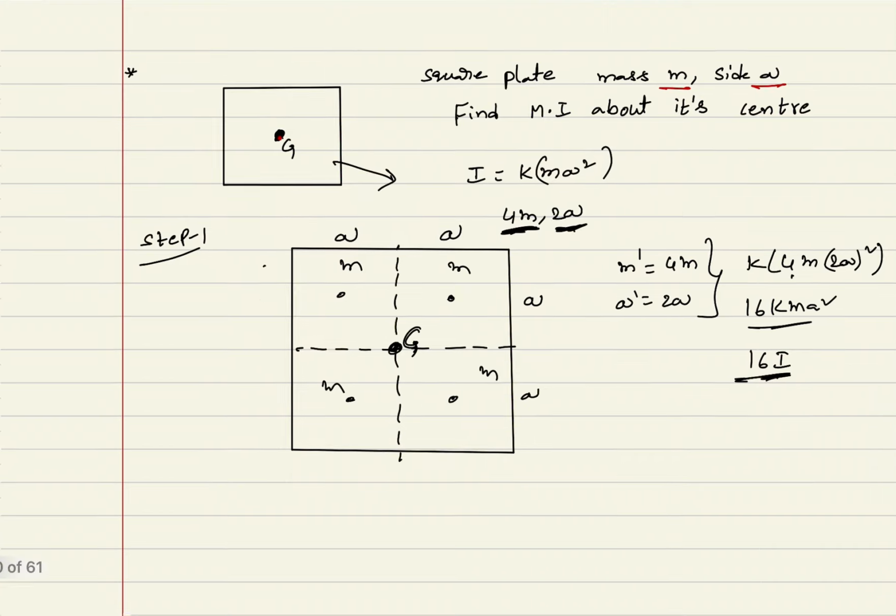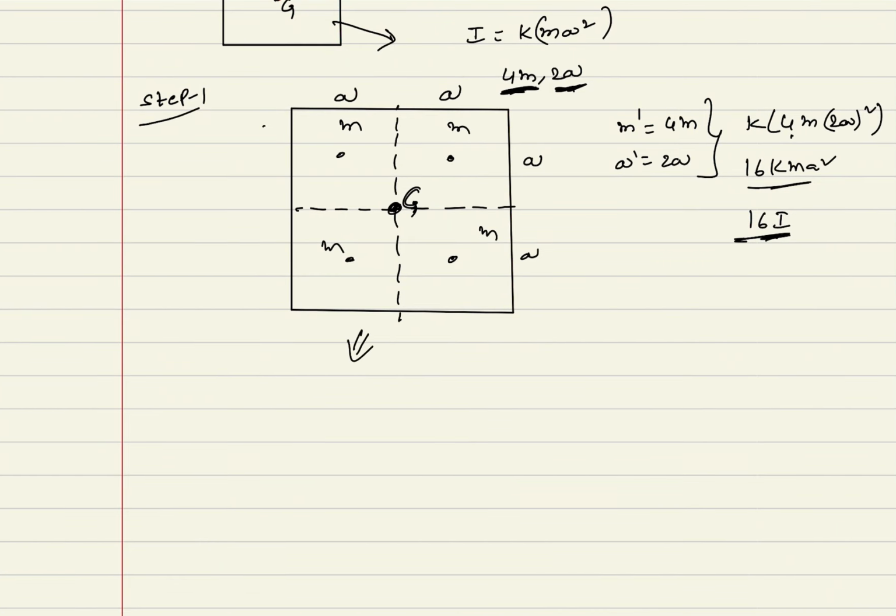Okay, that is 16I. The same thing in step 2, what I am following is we can treat this bigger square plate as mass m and side a, having 4 square plates. See here, 4 square plates about G. So we can make it into 4 square plates. These 4 square plates about G I am calculating.